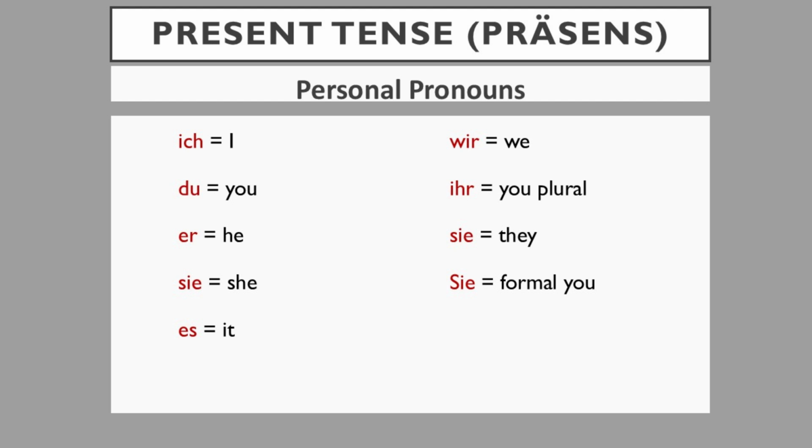Ich means I. Du means you. Er means he. Sie means she. Es means it. Wir means we. Ihr means you, plural. Sie means they. Sie also means formal you. Every verb ending depends on these pronouns.